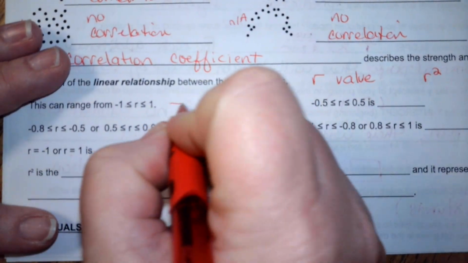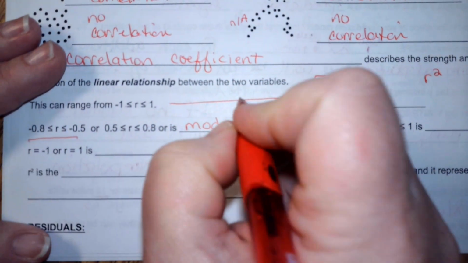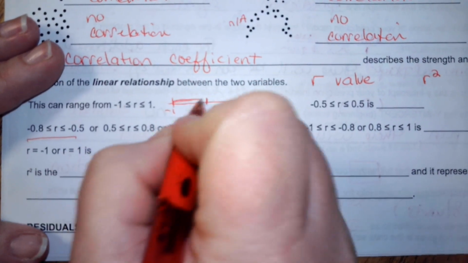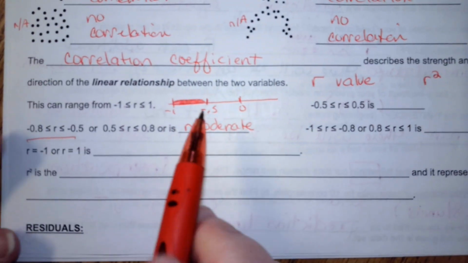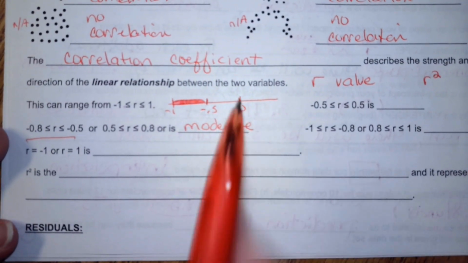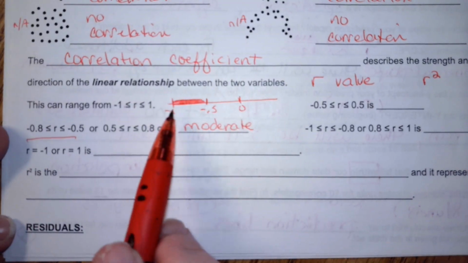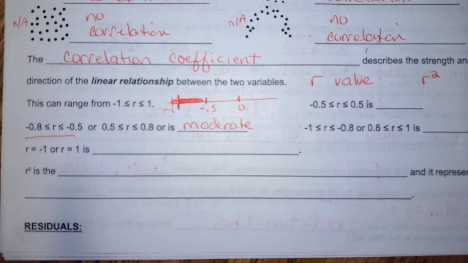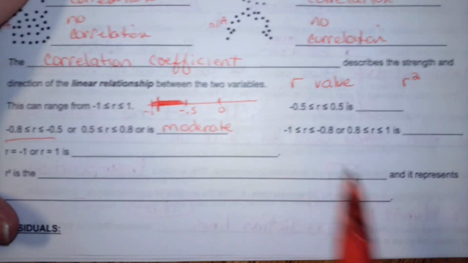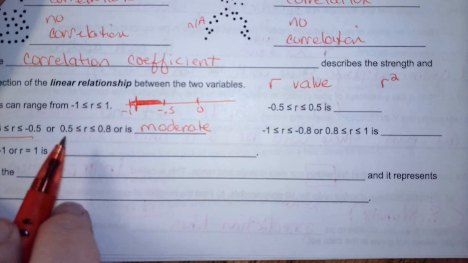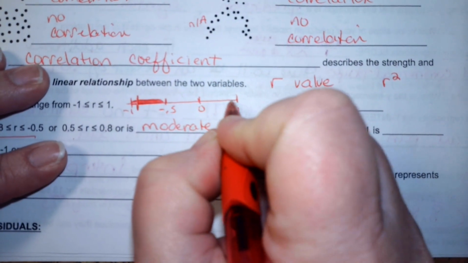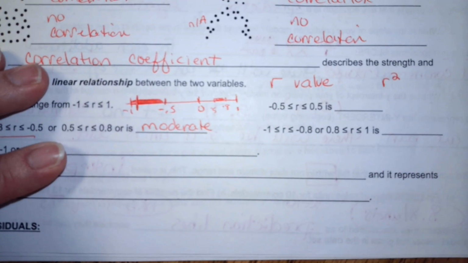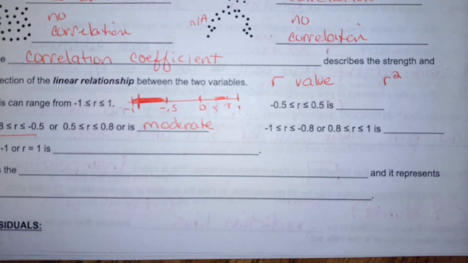Okay. And to visualize this, I'm just going to look at the negative part. Here's 0, here's -1, so here's your -0.5. So it's saying it's between this right here. It's closer to -1 than it is to 0, right? But it's not exactly in the range right there at -1, so it's a moderate strength. The other side, 0.5 and 0.8, is the same thing. Here would be 1, and 0.5 is right here. That's closer to 1 than it is to 0, isn't it? So it's a moderate strength.